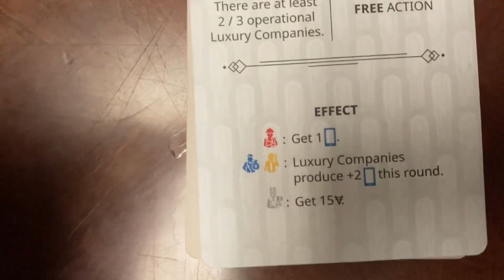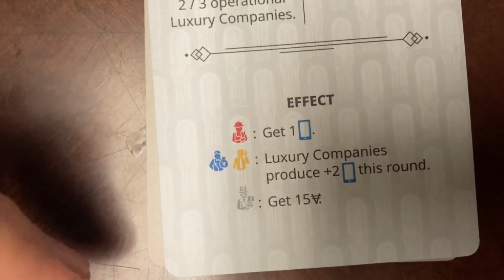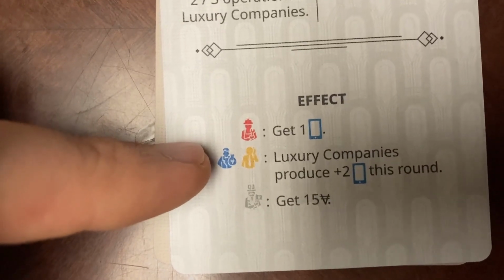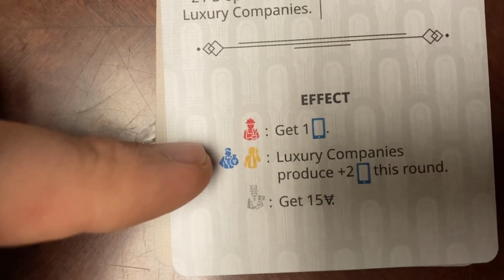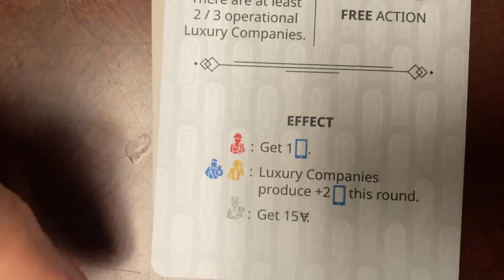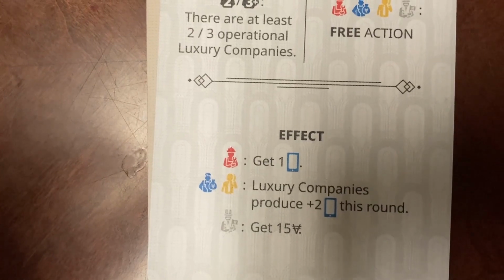So what's the effect? For the working class player, they get 1 luxury. For the middle class and the capitalist, their luxury companies produce 2 extra luxury this round, and the state will get 15. So that would be the benefits.